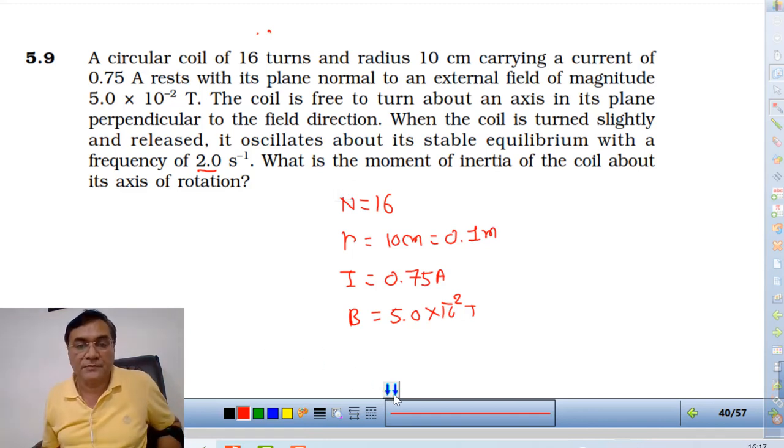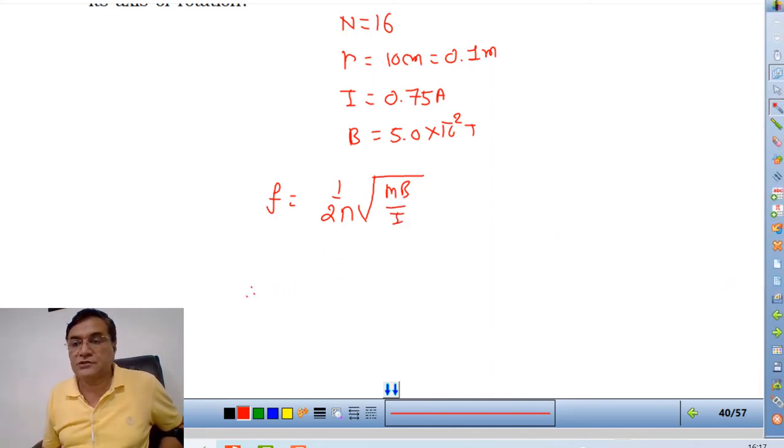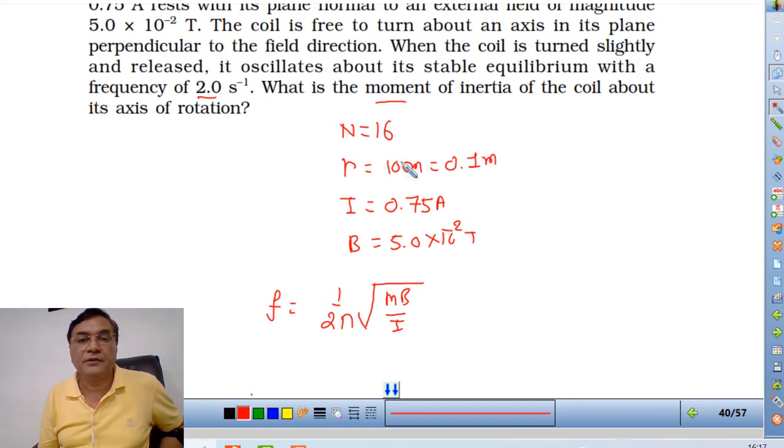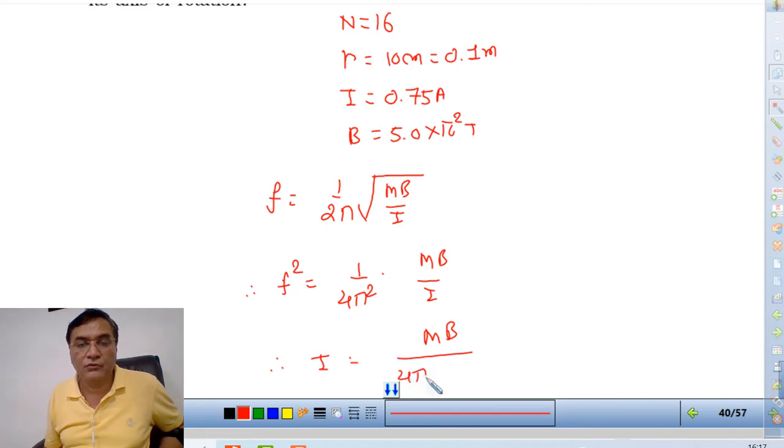So we know the formula of its frequency: frequency is equal to 1/2 pi root mB upon I. This is our formula. And what do we have to find? The moment of inertia. So to find the moment of inertia, f square is equal to 1/4 pi square into mB upon I, and therefore I is equal to mB upon 4 pi square into f square. What is m? It is NIA into B upon 4 pi square into f square.